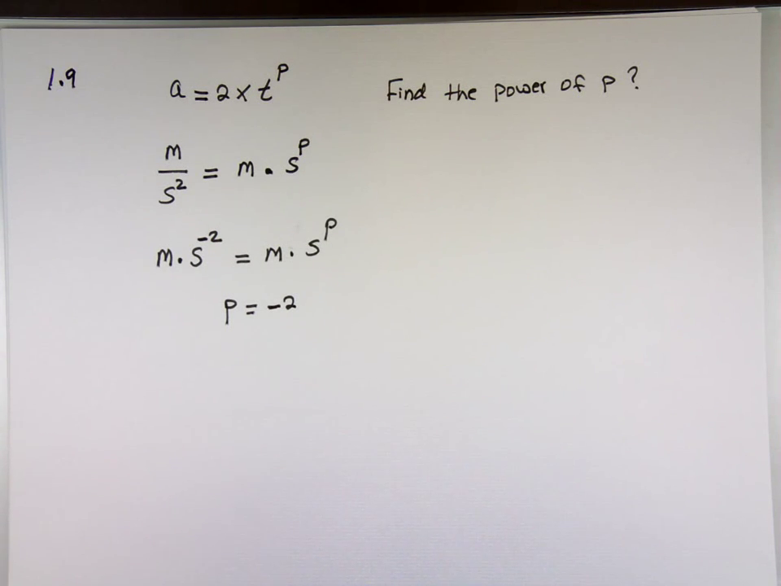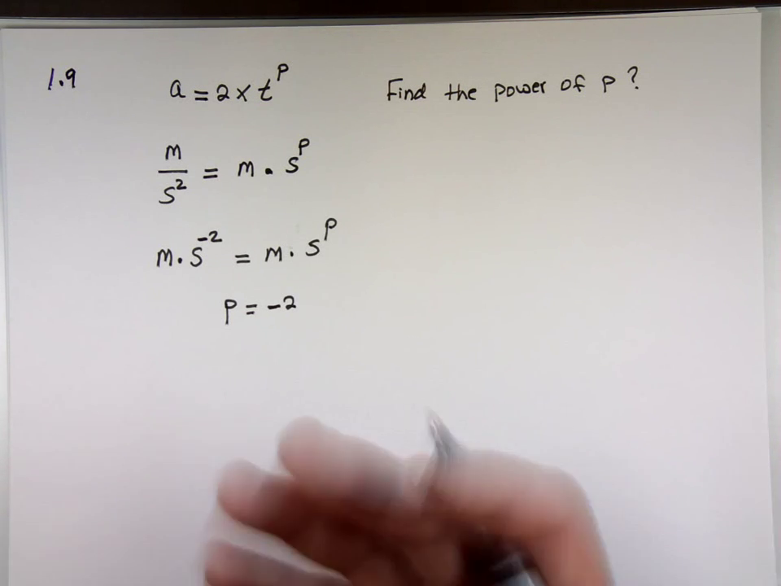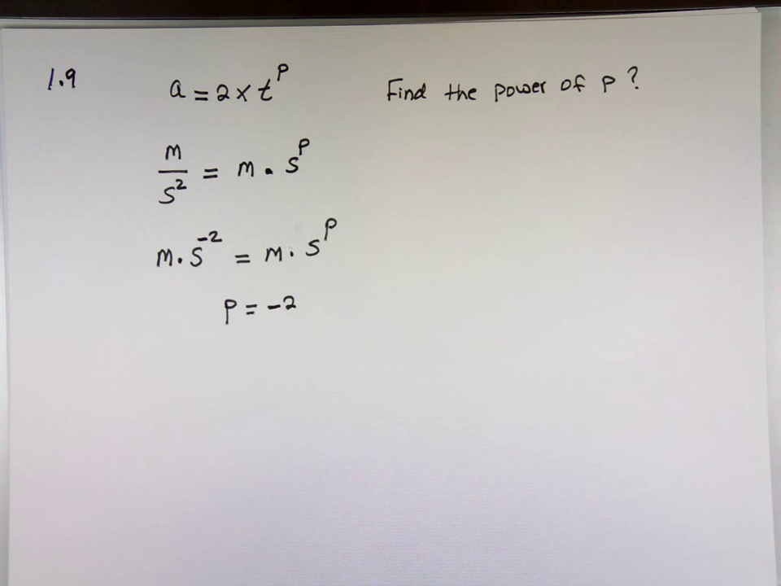So by looking at the units, I can tell you that p has to be a negative 2, so the units will be matching. We have the right unit for the acceleration on the left side and the right side.